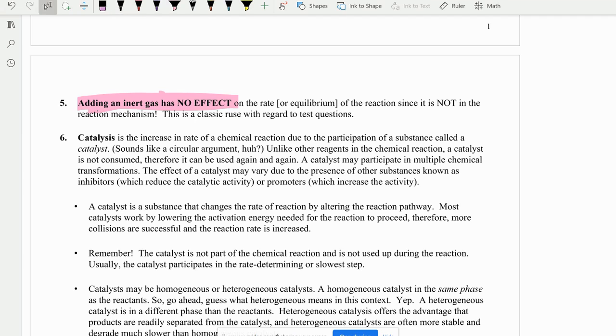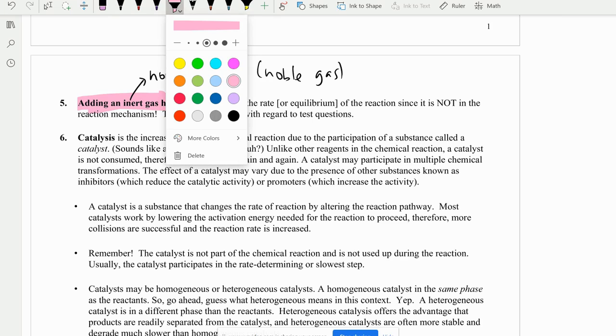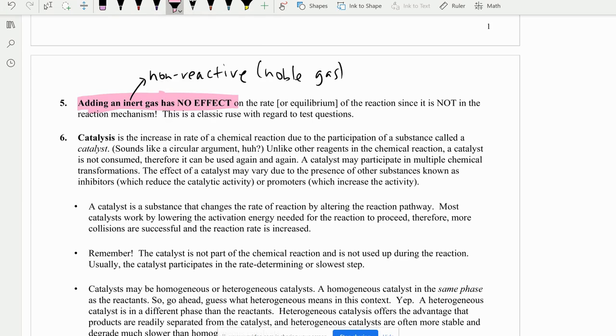And if you're wondering what inert means, it just simply means non-reactive. Okay. And the number one column on the periodic table that you should draw your attention to in terms of non-reactive is your noble gases. So if you look at helium, neon gas, argon gas, those gases are not going to have any effect in your chemical reaction.